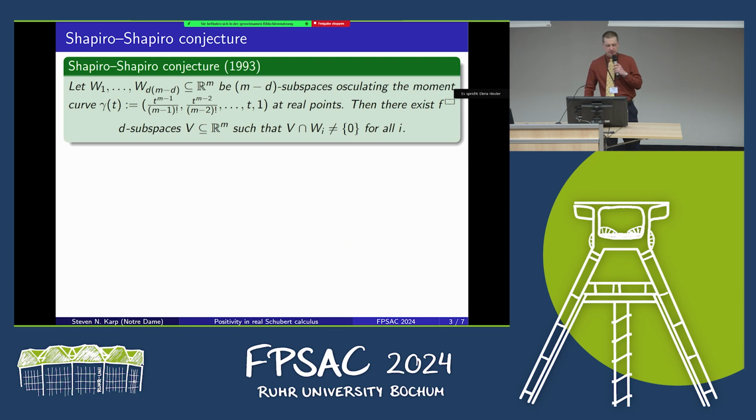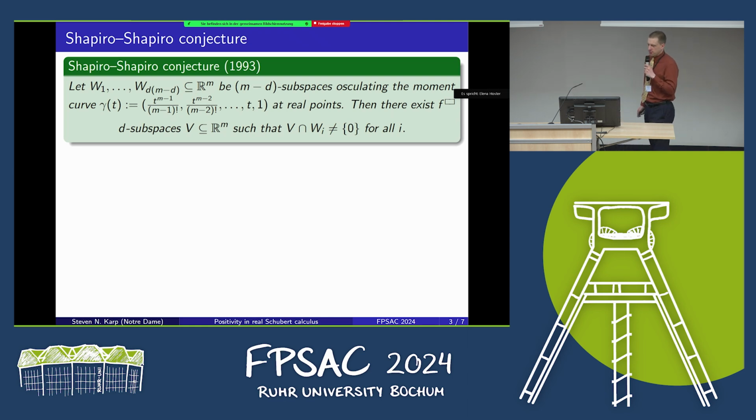It turns out the answer is yes, and a beautiful construction for this was proposed by the Shapiro brothers in the early 90s, and their construction uses a special curve called the moment curve, gamma. It just sends a variable t to the first m powers of the variable t, from 0, 1, 2 up to m minus 1, rescaled by these factorials.